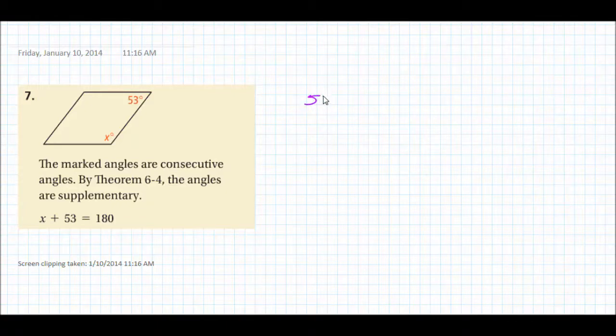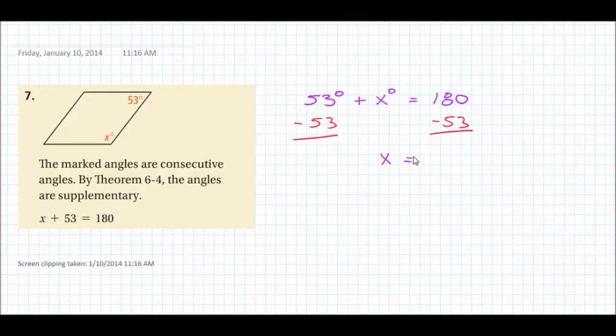So we've got one angle that is 53 degrees and the other is x degrees, and they have a sum of 180 because they're supplementary. So we're going to subtract 53 on each side, which leaves us with x equals 127. So the answer is x equals 127.